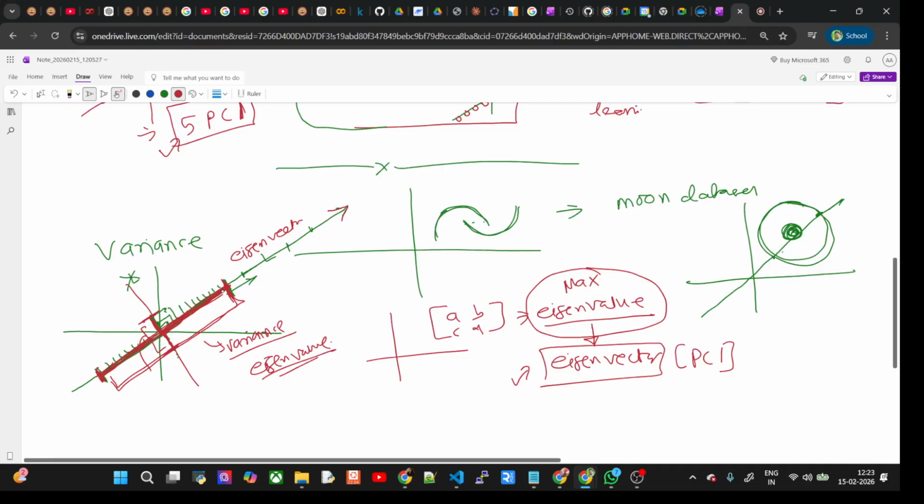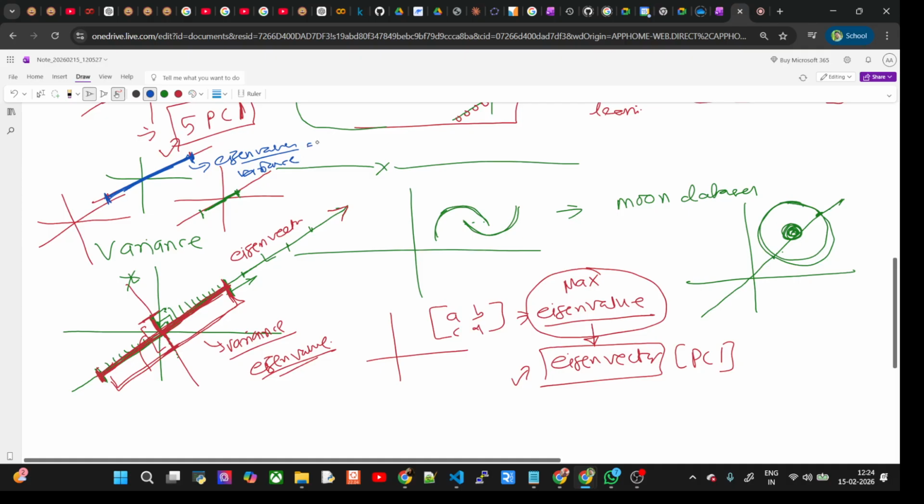So you will say that this line, maybe I'll draw here, has this much of spread. So its variance is only this much. If I have another graph with more variance, like more spread of the line, then this has more variance. The eigenvalue shows how much spread happens on that line. That is called variance. The eigenvalue represents the variance.